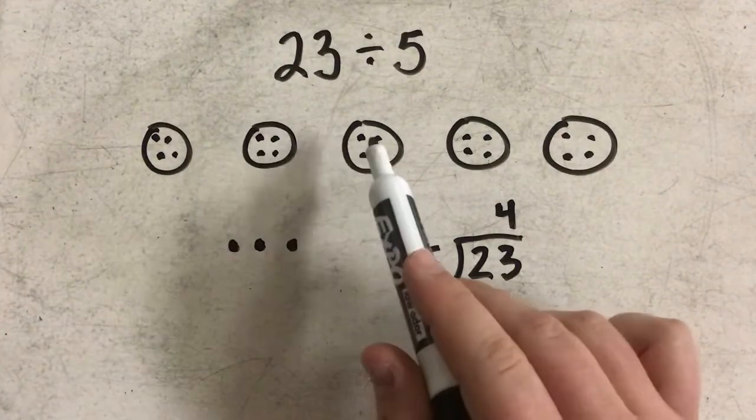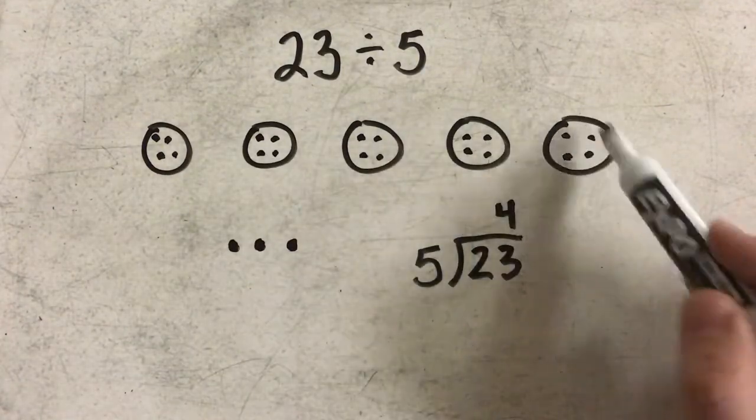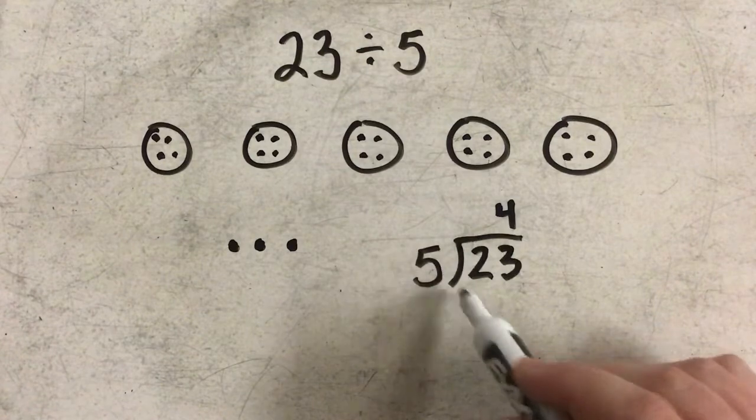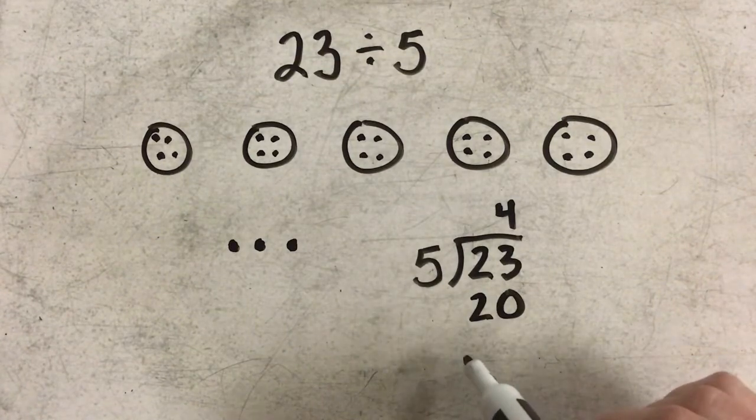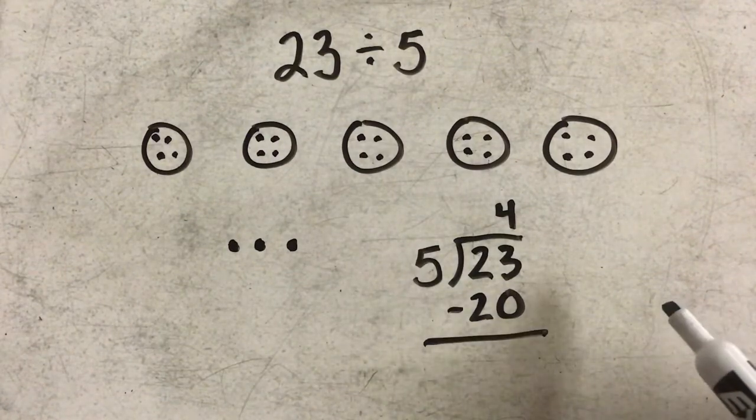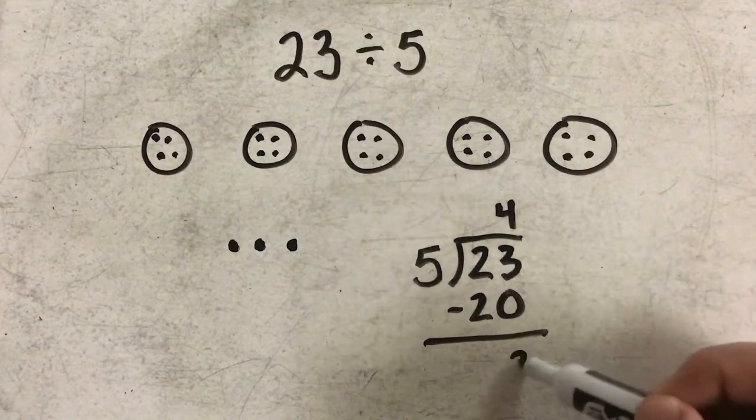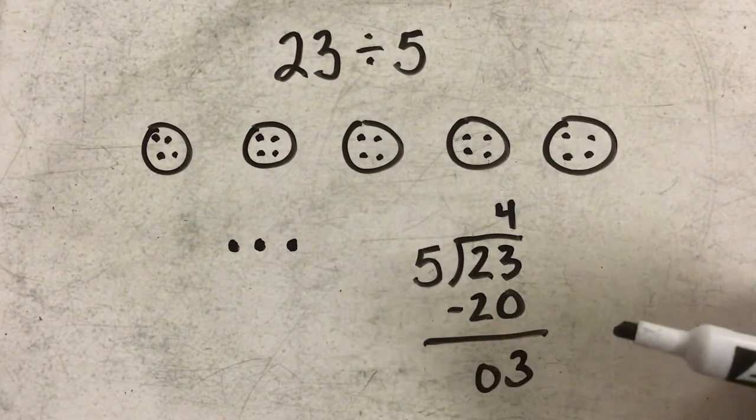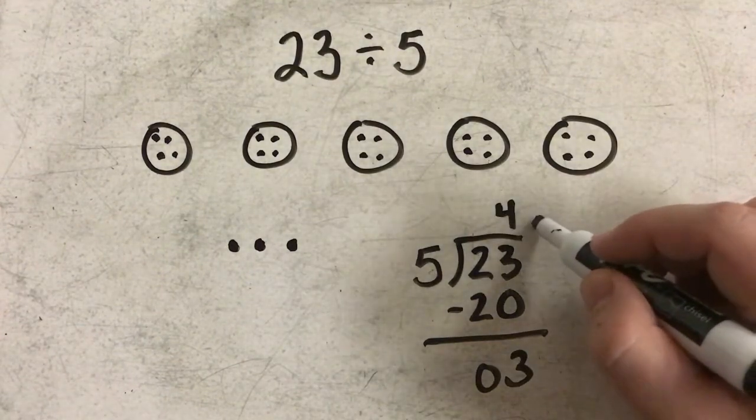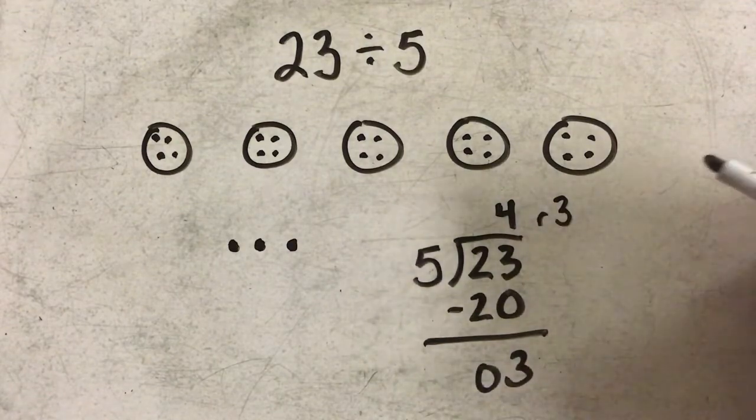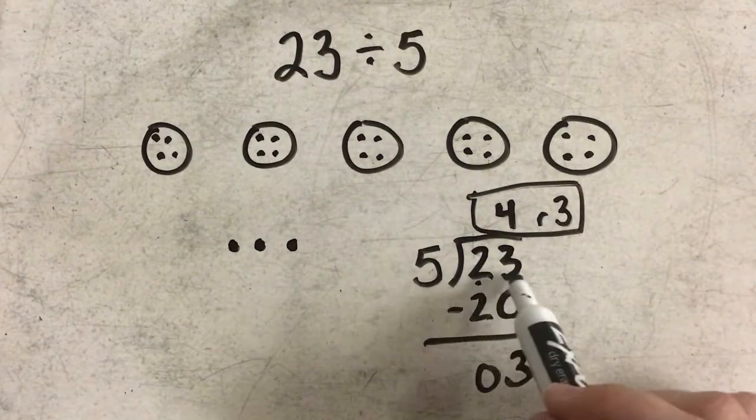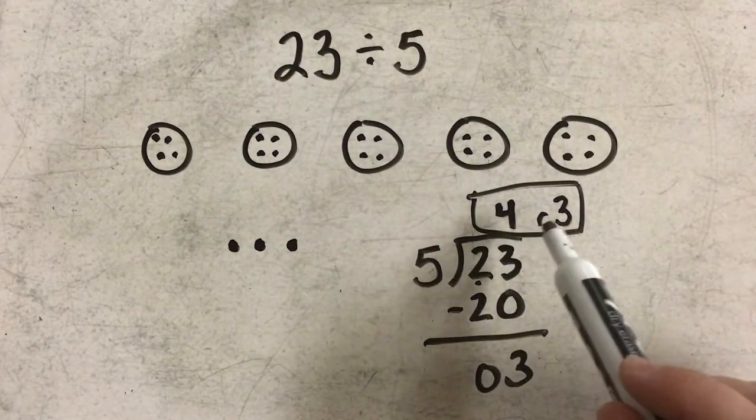4, 8, 12, 16, 20 cookies would be used if I distributed 4 cookies to everyone. So 4 times 5 gives me 20 cookies. Now, in order to find how many cookies I have left over, I'm going to subtract to find the difference. 3 minus 0 is 3. 2 minus 2 is 0. And I would write that 3 on top next to my answer with a lowercase r, 3. And this number up here is my answer. I would say that 5 divides 23 4 times with a remainder of 3.